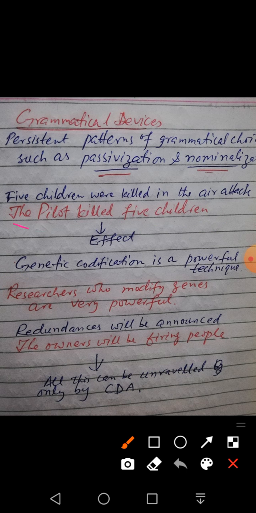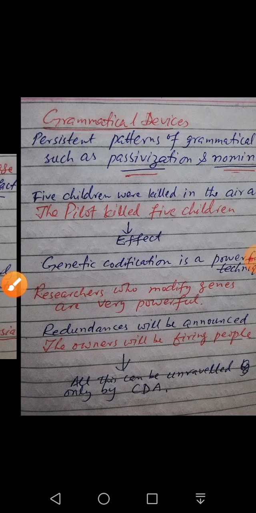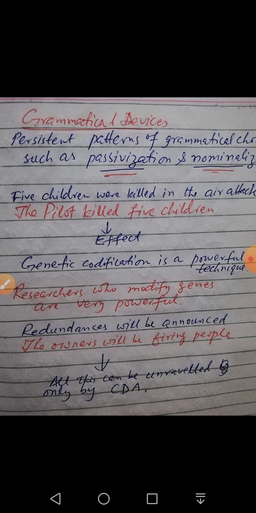This is an active voice sentence. So instead of saying the pilot killed 5 children, people who are listening to this news bulletin, or reading this news in a newspaper, will immediately think in harsh terms about the pilot. In order to relieve the pilot of this criticism, a passive structure is used and the pilot is not mentioned. So only the fact is stated: 5 children were killed in an air attack. Who killed them? The person is not mentioned.